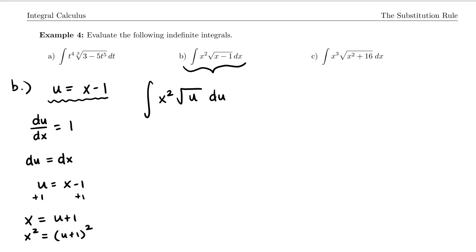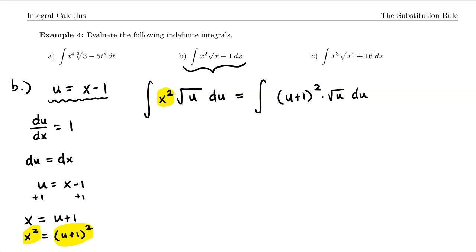Now, if I replace x squared in my integral at this point, I know that x squared is equal to the quantity u plus 1 squared. So I'm going to make that substitution here. And if I do that, we get the indefinite integral of u plus 1 squared times the square root of u du. Now, you might be asking, did that actually help us? Did that get us anywhere? And can we integrate this thing?